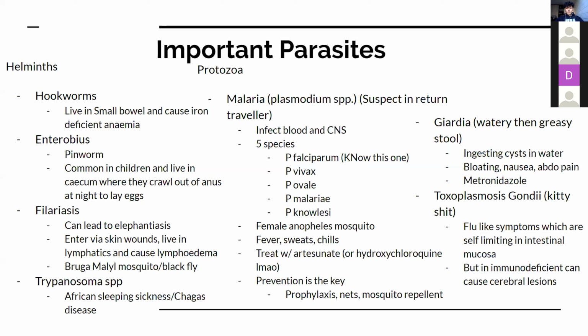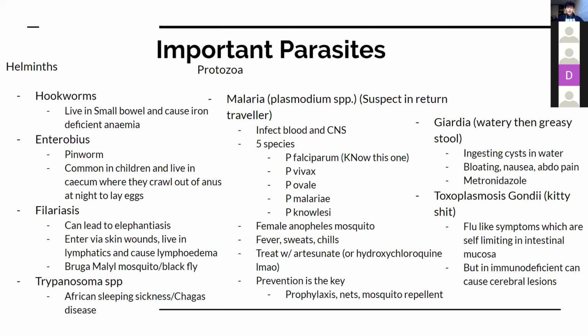Next, regarding important protozoa, malaria is actually important. Again, the lecturer would have drilled into you that if there's fever and a returned traveler, always suspect malaria. That's from your Plasmodium species. Malaria infects the blood and the CNS. This is clinically relevant for the blood, because obviously if you find malaria in the blood, it's bad.